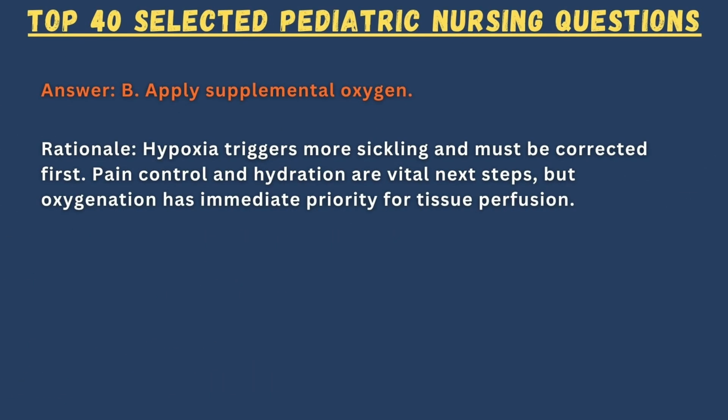Answer: B. Apply supplemental oxygen. Rationale: hypoxia triggers more sickling and must be corrected first. Pain control and hydration are vital next steps, but oxygenation has immediate priority for tissue perfusion.